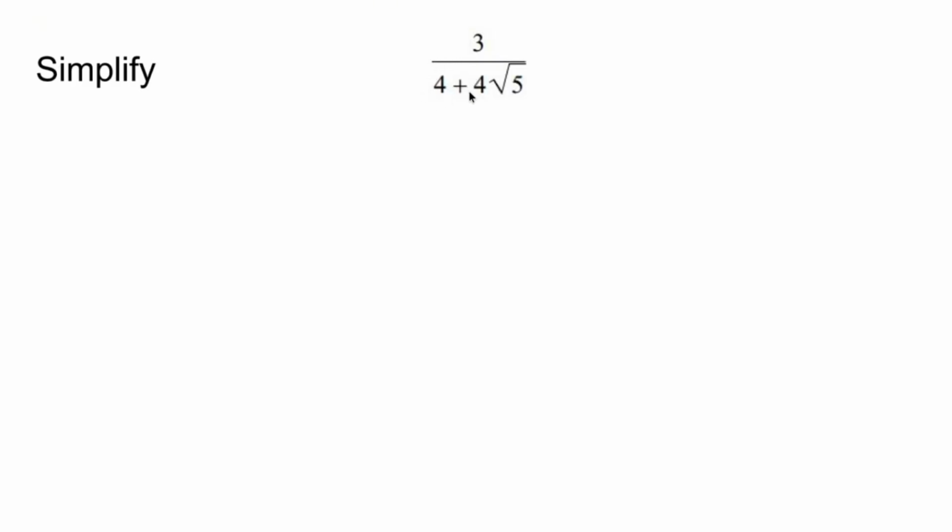3 over 4 plus 4 root 5 is against the law. Why? Because there's a square root in the denominator of a fraction. This process is called rationalizing the denominator. You're not allowed to have a square root in the denominator of a fraction.